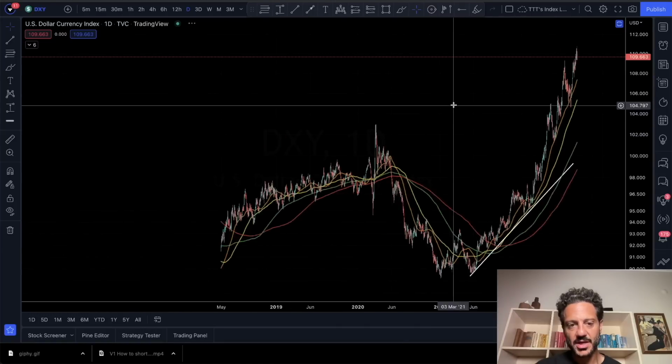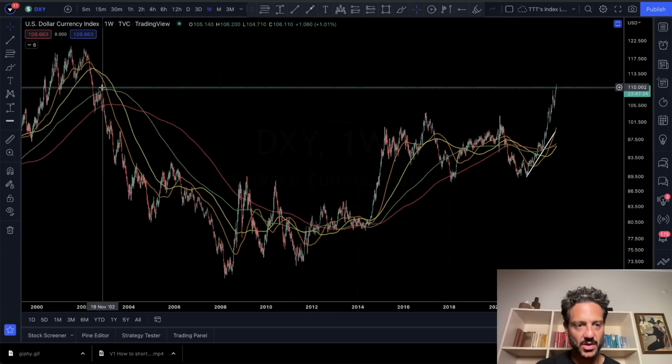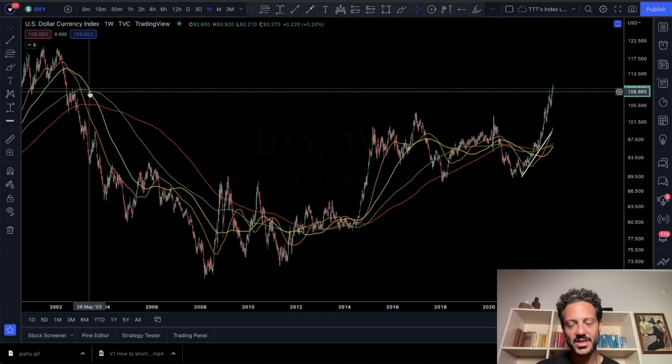And if you look at the US dollar index, we are currently at a 20-year high. The last time we were here was back in 2002, almost exactly a year ago now.